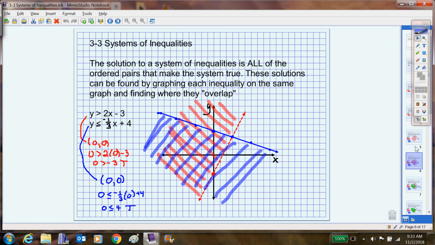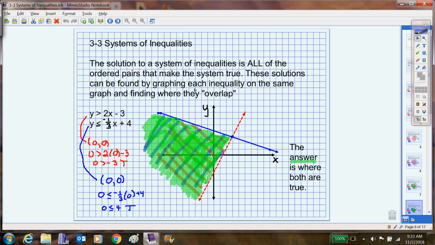So we have to clean it up just a little bit. And oops, wrong way. And get rid of those pieces. So you're shading this part in. This is the part where both of these things are true in this system. It's greater than 2x minus 3, also less than negative 1/3 x plus 4. And you've got your border lines there.